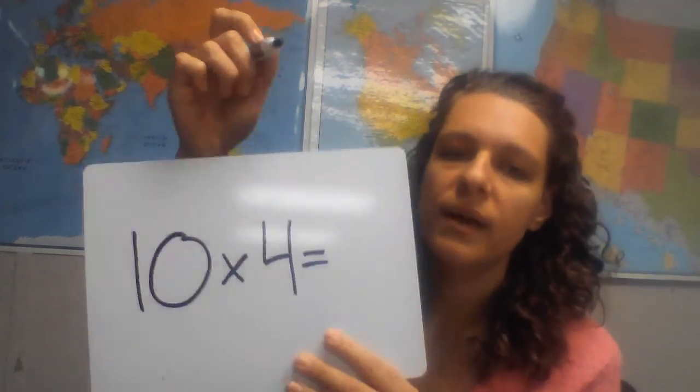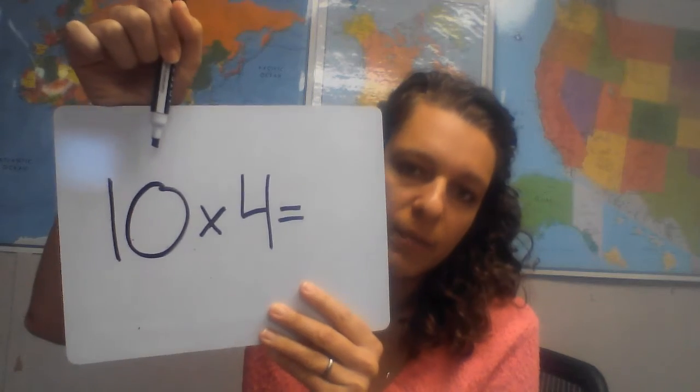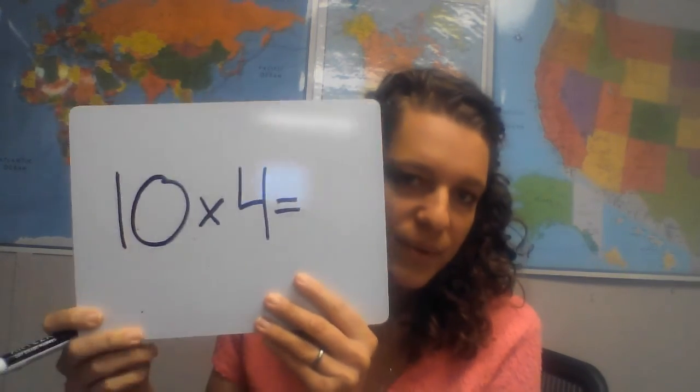We could skip count by 4 10 times, but that's going to take longer. So instead, I'm going to skip count by 10 4 times. All right, I'll let you do that and write the answer.